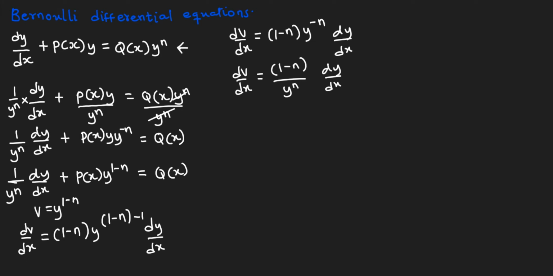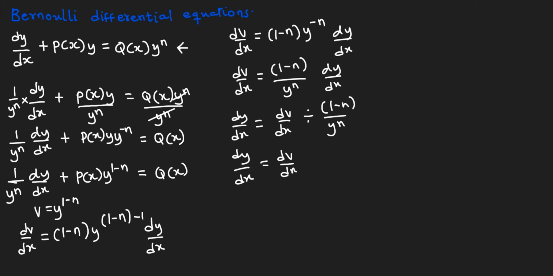So let's make dy/dx the subject. We're going to have dy/dx equal to dv/dx divided by 1 minus n over y to the power n. When you reciprocate this, we get dy/dx equal to dv/dx times y to the power n over 1 minus n. This is what you're going to have. So you can use this substitution in place of dy/dx that we have here.